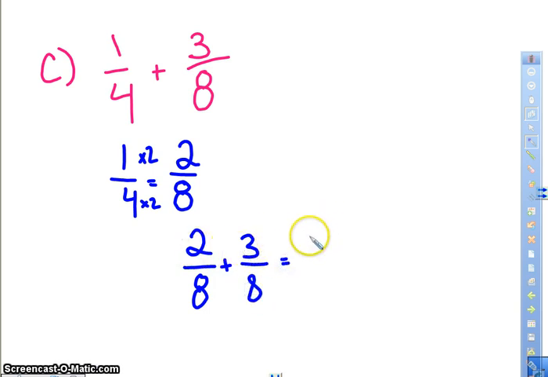2 plus 3 is 5. My denominator stays the same, and I get 5 eighths as my answer. Okay, 5 eighths cannot be reduced, and I'm done.